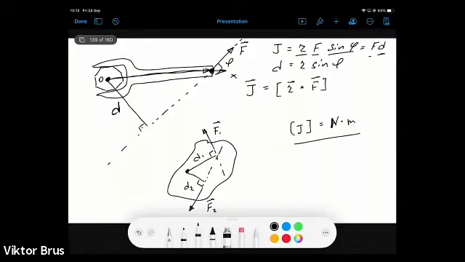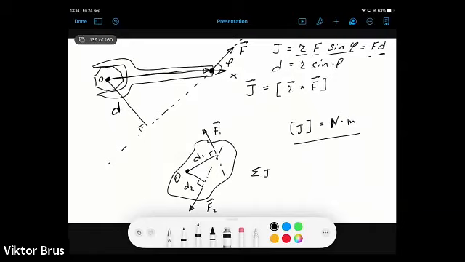So now we see that force F1 tends to rotate this rigid body in the counterclockwise direction. However, force F2 tends to rotate it in the clockwise direction. So they counteract with each other, these torques which are created by these forces F1 and F2 with respect to origin O. And we need to deal with some net torque.